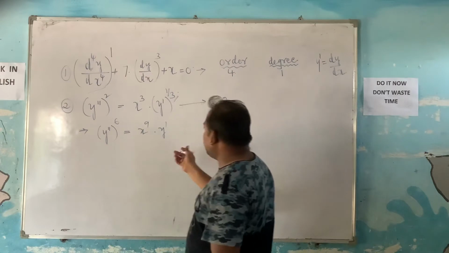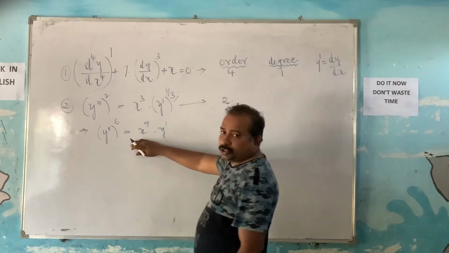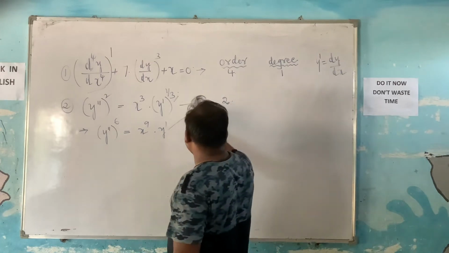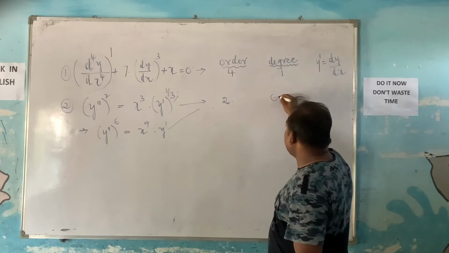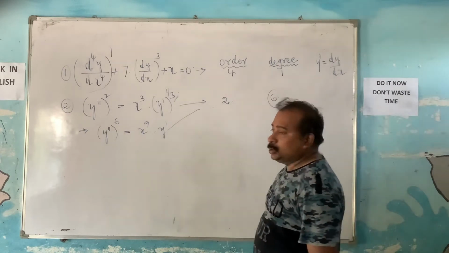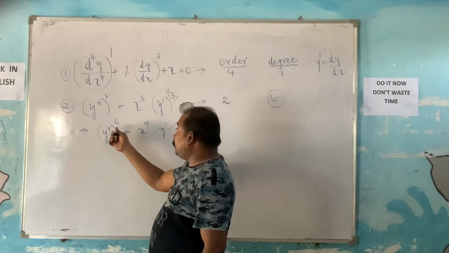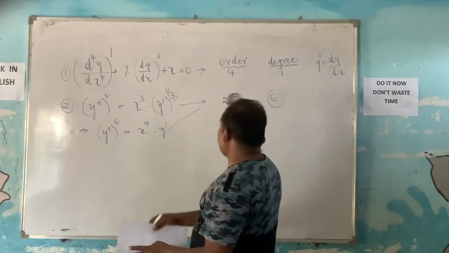After simplifying like this, this is in the form of a polynomial equation which is free from fractional powers. So automatically you can say what the degree of the differential equation is. The degree is equal to 6, since the highest derivative power is 6. So 6 is the degree of the differential equation.